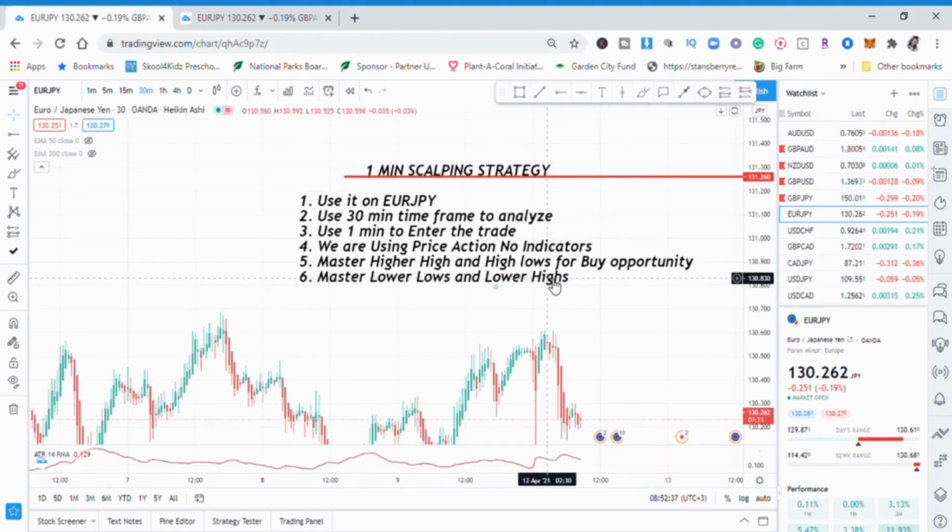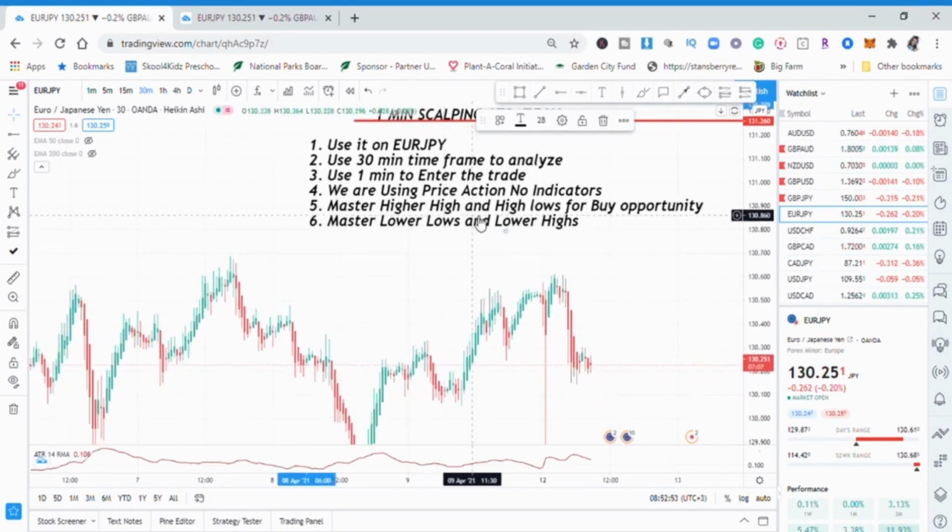So guys, without further ado, let's get into the chart. So this is our chart. This is our Euro JPY on the 30 minutes time frame.